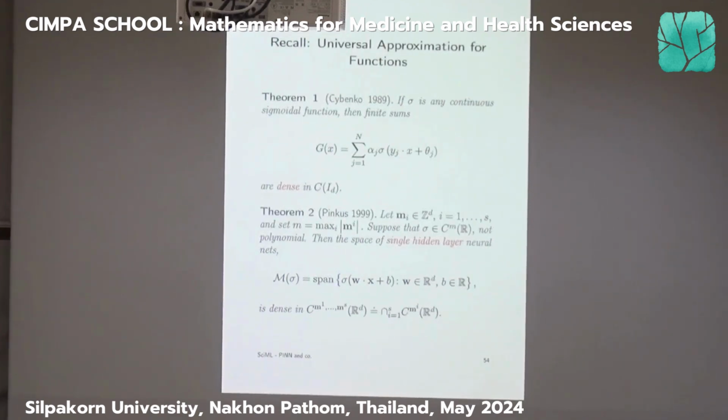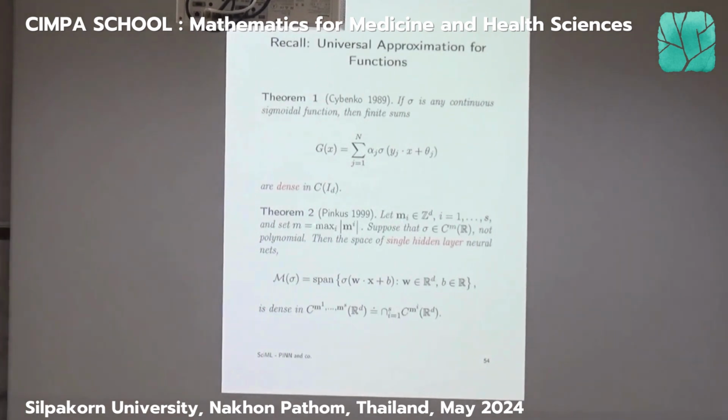If you want to go deeper, the proofs are not very simple, they're quite long, but you can find them in Cybenko 89 and Hornik 90. The two theorems say that if sigma is any continuous sigmoidal function, then finite sums are dense in the space of continuous functions. That's an approximation property.